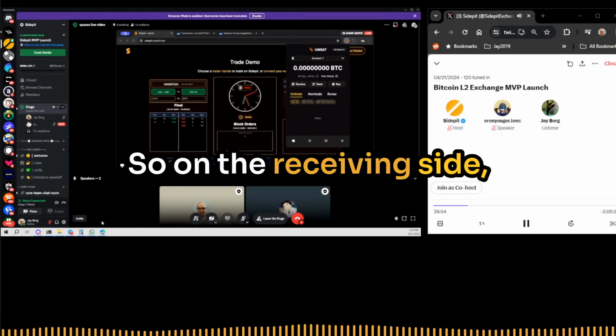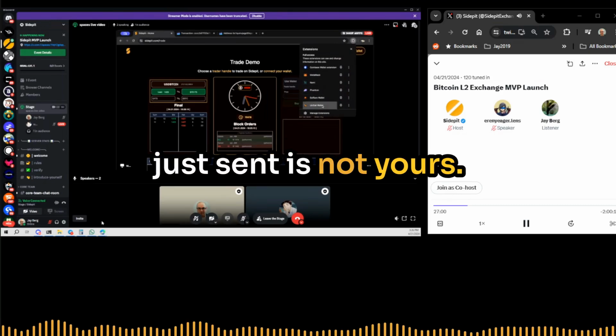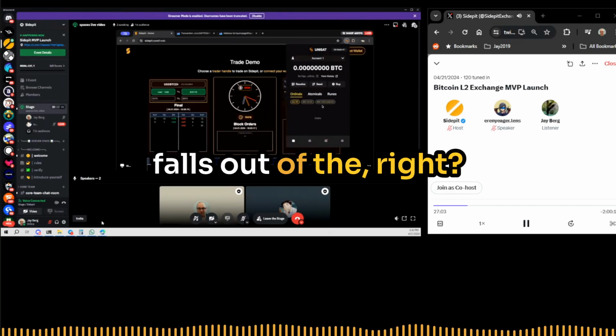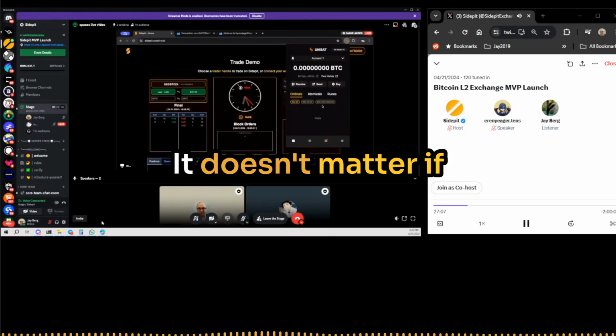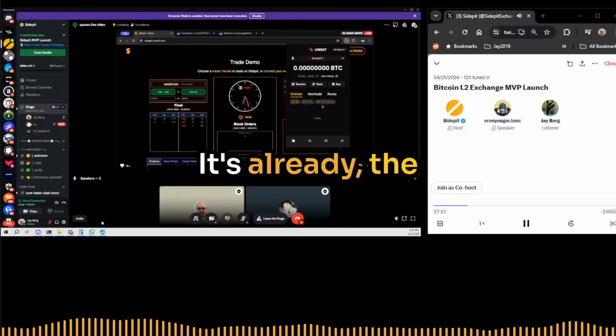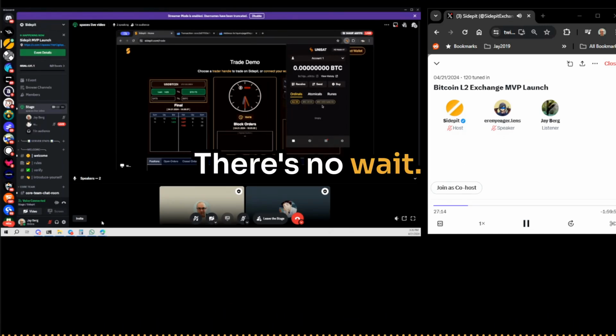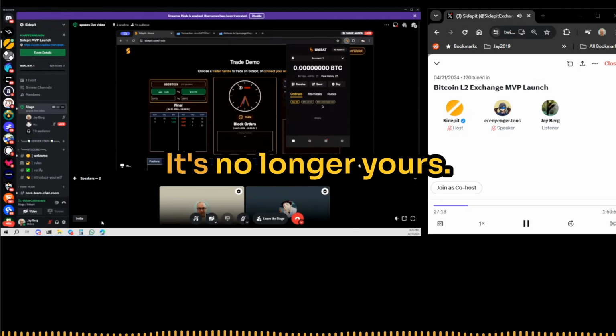So on the receiving side, we're sophisticated enough to know that money that you just sent is not yours. It doesn't matter if it falls out of the mempool. It doesn't matter if it's not in a block. It's up to us, the receiver. The money's already ours. No one has to wait. You already spent the money. It's instantaneous. It's no longer yours.